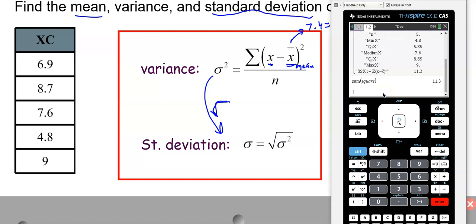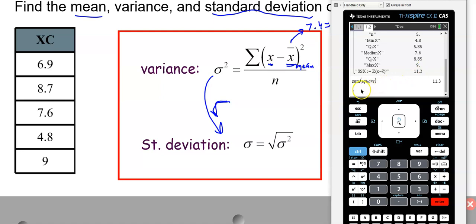When I press enter, it says the sum is 11.3. It actually is right there. If you notice in your one variable stats, SSX is the sum of the squares. So we just did it by hand to get it. We're actually calculating something that the calculator will do here for us. So this is the only time we'll do it by hand, but we will do it this time by hand. So we get this 11.3. That is the sum of squares.